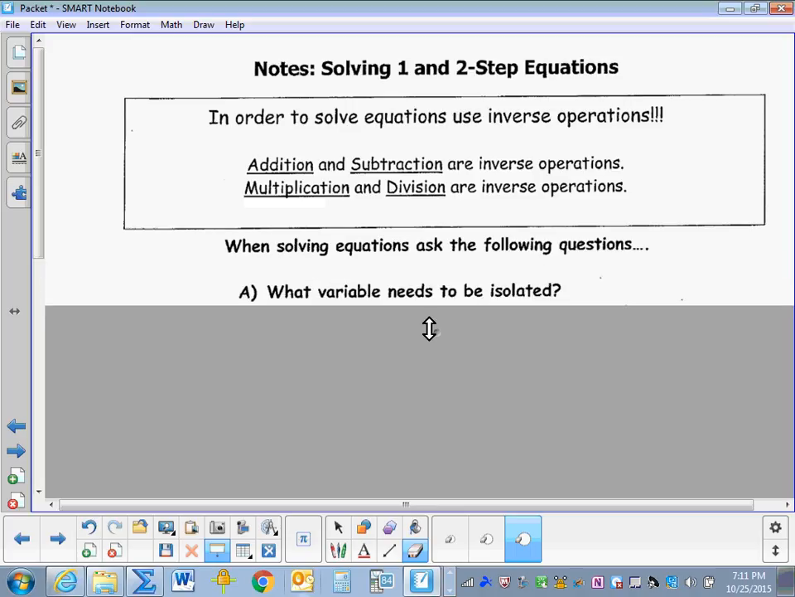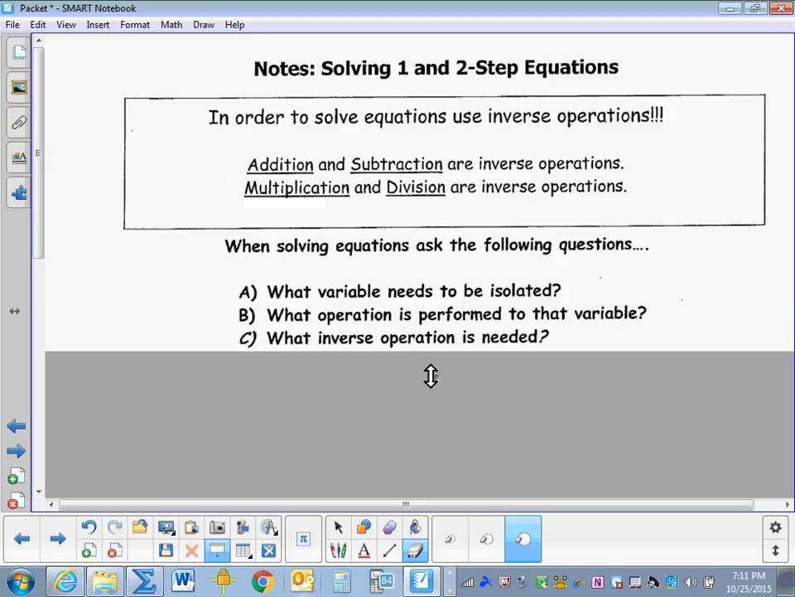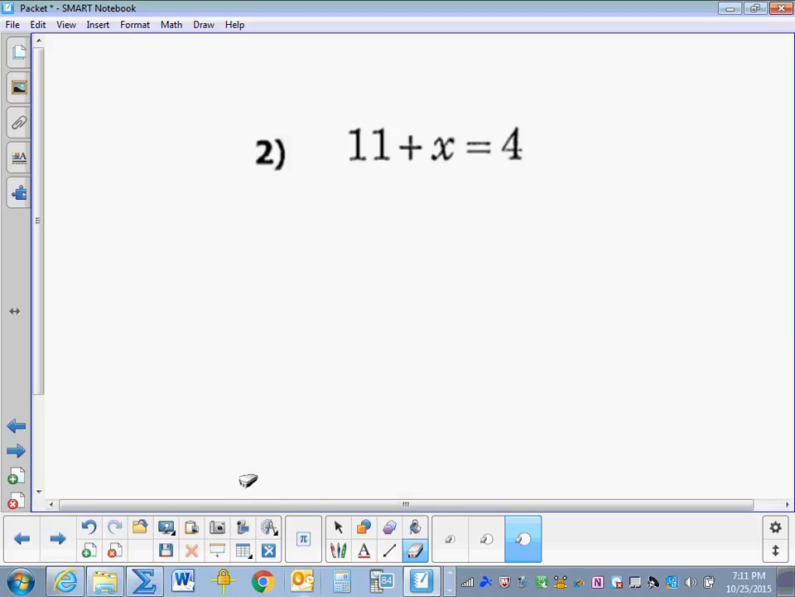What variable needs to be isolated? What operation is performed to that variable? And what inverse operation is needed? So let's solve some 1 and 2 step equations. We're going to skip around. We're going to start with number 2.